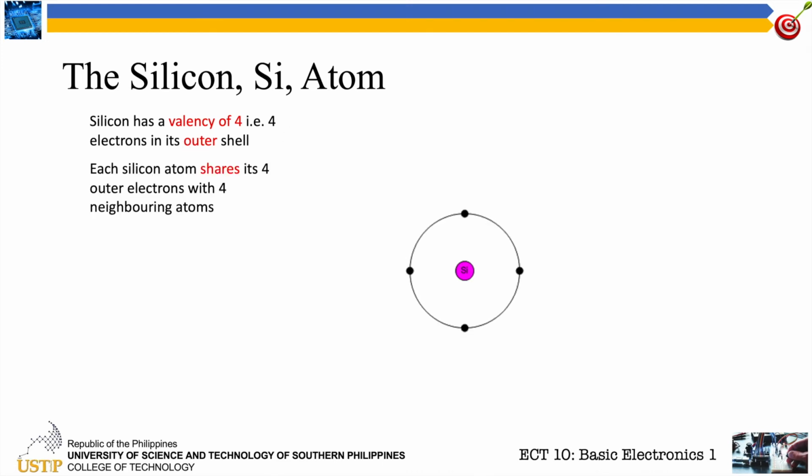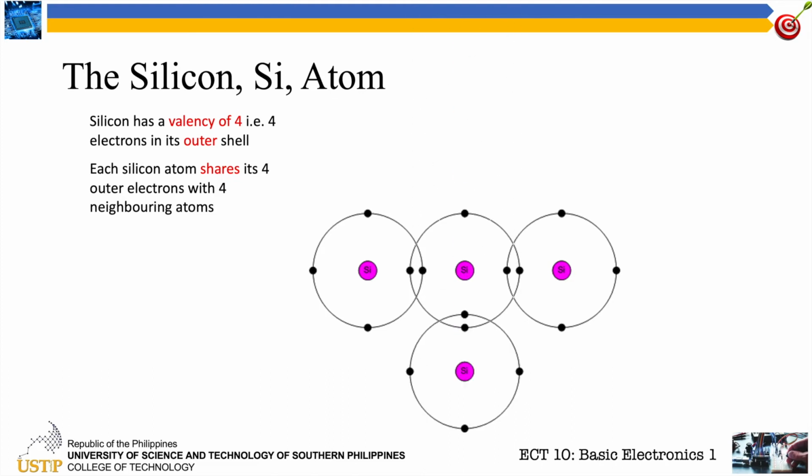Each silicon atom shares its 4 outer electrons with 4 neighboring atoms. Remember, one material is composed of millions of atoms. So for example, we have another silicon atom, another, another, and another. Very good illustration. So you have here our silicon atoms in one material. This is how it is illustrated. Are we familiar with crystal lattice? Later, I'm going to show you what a crystal lattice is.